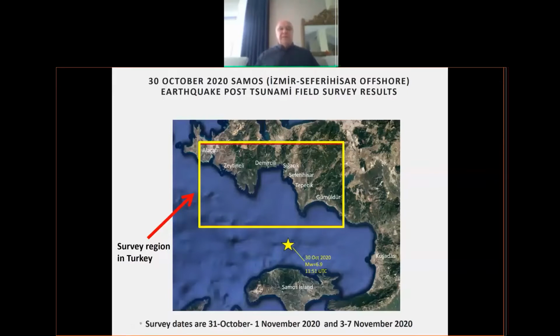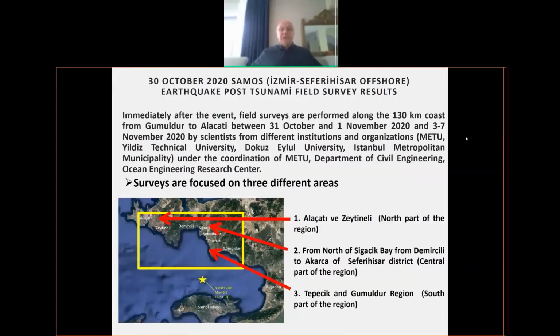And we have made surveys in the region. The main information about the tsunami field surveys: first of all, we went to the north, the central, and southern parts of the region, and those are shown in the map, and there were different actions and impacts of the tsunami in the region.